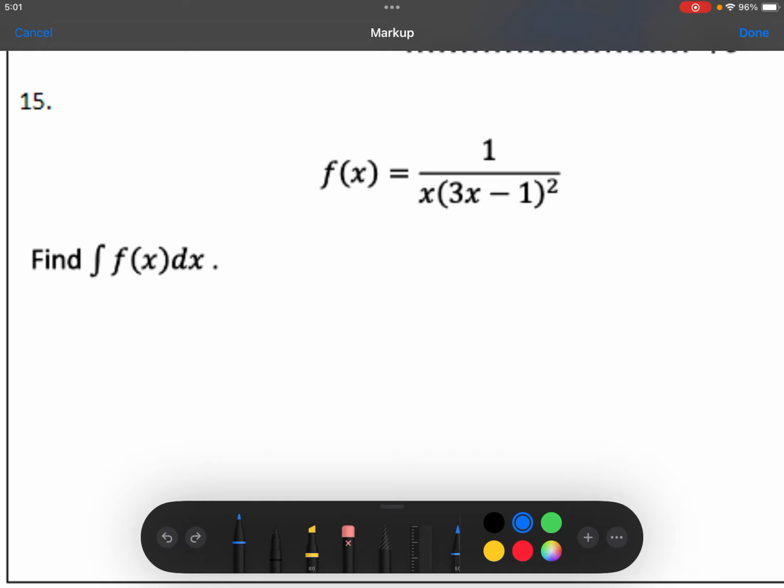So let's do partial fractions. Let's rewrite this as 1 over a over x plus b over 3x minus 1 plus c over 3x minus 1 squared. Remember, you need the linear part and the squared part.